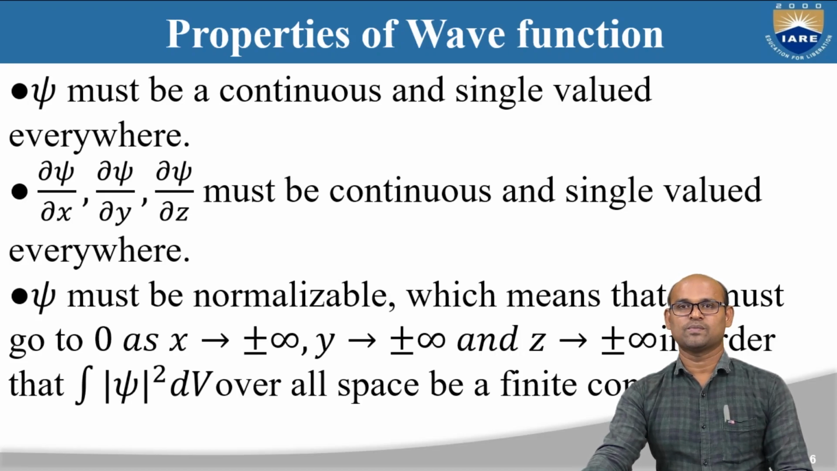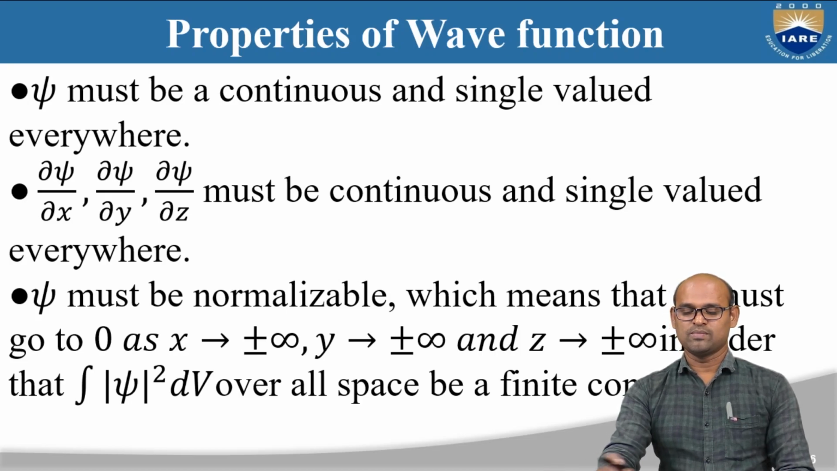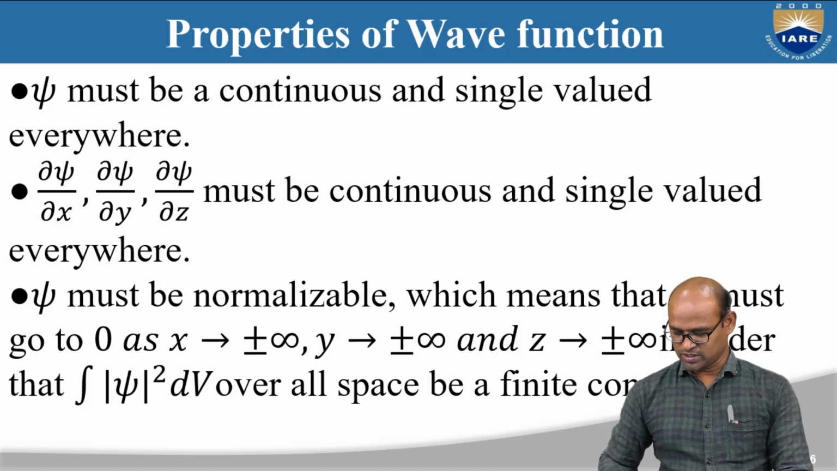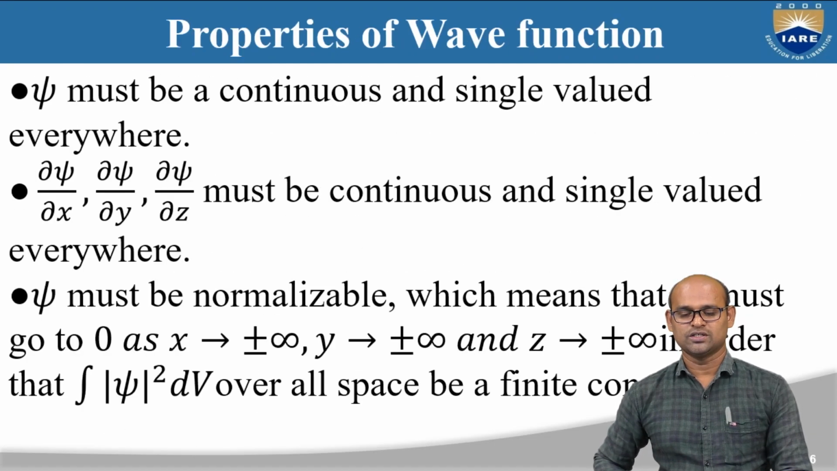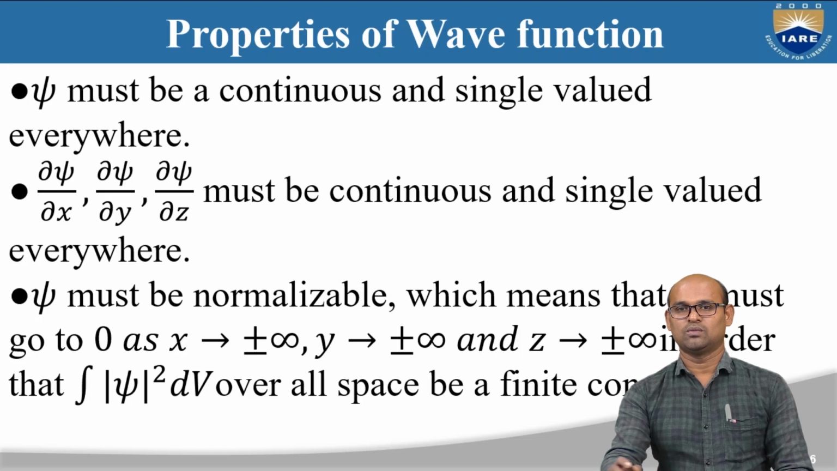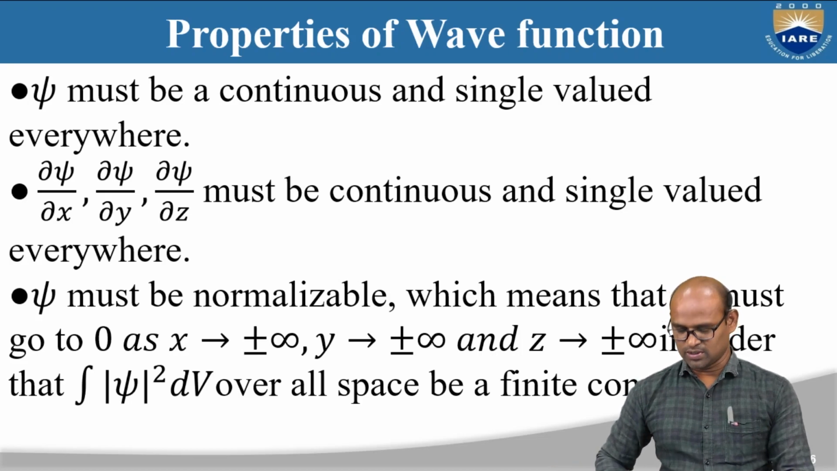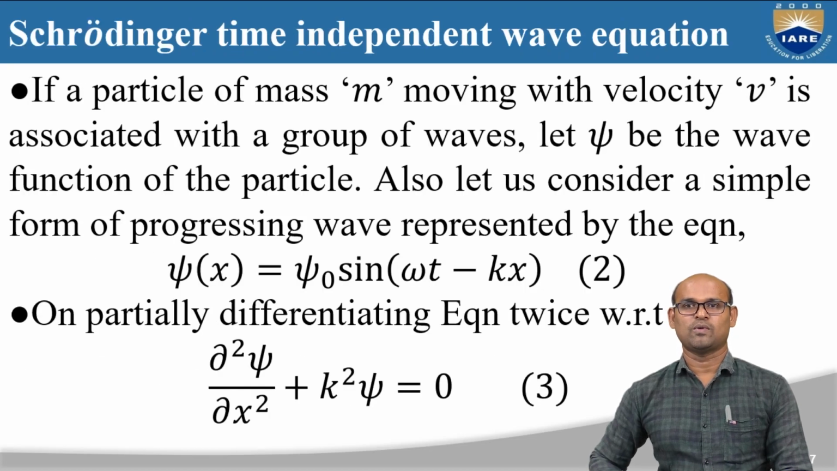So these are the limitations of the wave function. The wave function must be continuous and single valued, and its derivatives also must be continuous and single valued everywhere. And psi must be normalizable, as we defined in the normalization condition. So if you integrate between the limits, all the probabilities must add up to 1. So these are some of the properties.